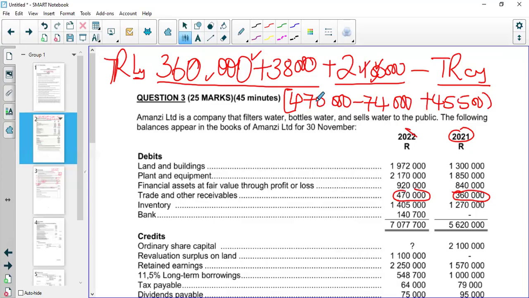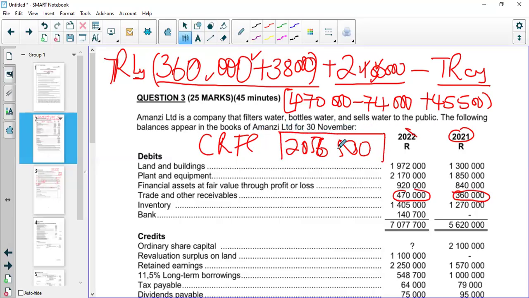Then we need to subtract. Remember that the amount we're subtracting should be put in brackets so that it's one amount. This is also one amount. 470,000. We deduct 74, which is a prepayment. We add 45,500. We close. So the actual cash received from customers will be 2,056,500. So that is the cash received from customers.